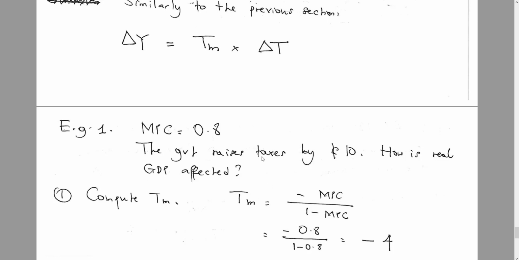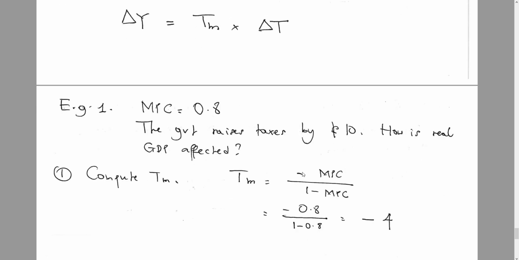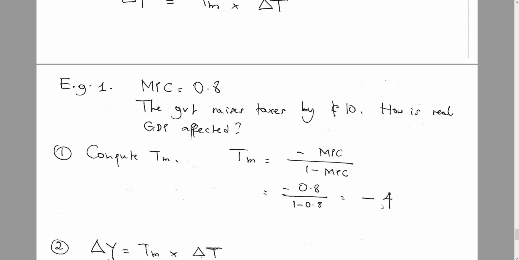Tax multiplier, because taxes were changed. If government spending was changed, then you would calculate the government spending multiplier. But let's compute the tax multiplier. Negative 0.8 over 1 minus 0.8, which is negative 4. Now this has an interpretation. The interpretation is for every increase in taxes by $1, the real GDP will decrease by $4.